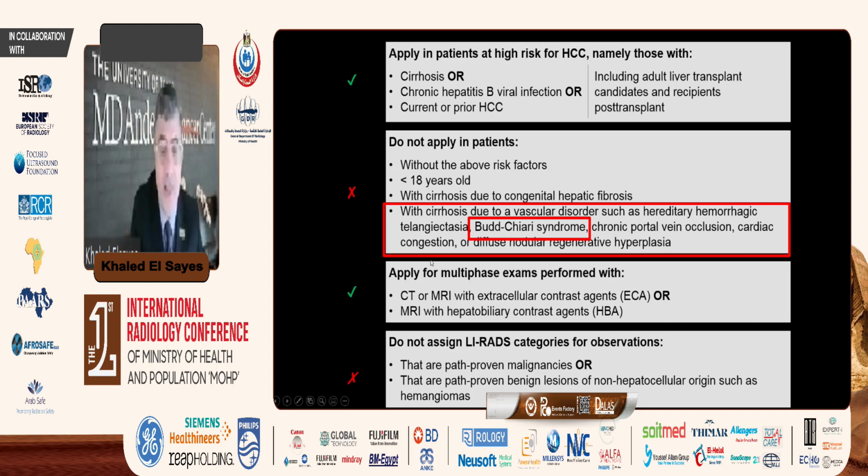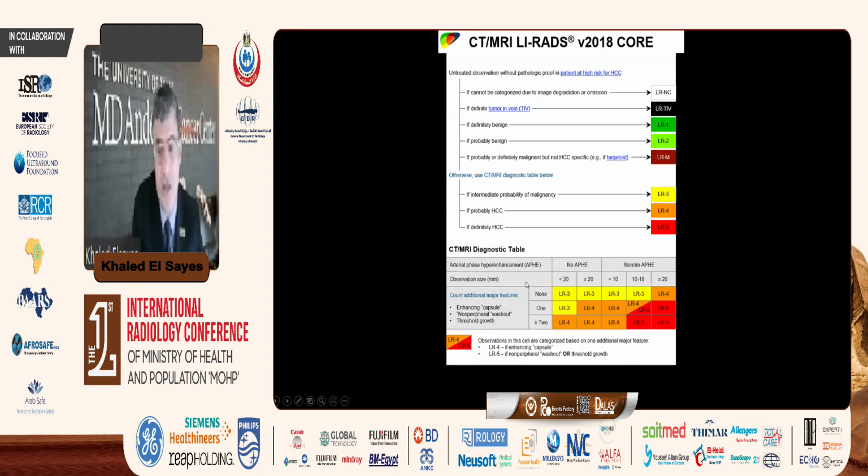You also need to apply LIRADS only when you have multiphasic CT or MRI, right? You don't apply it in a single venous phase standard protocol abdominal CT or MRI. And you don't assign LIRADS when there is path-proven malignancy, or when there are path-proven benign entities.